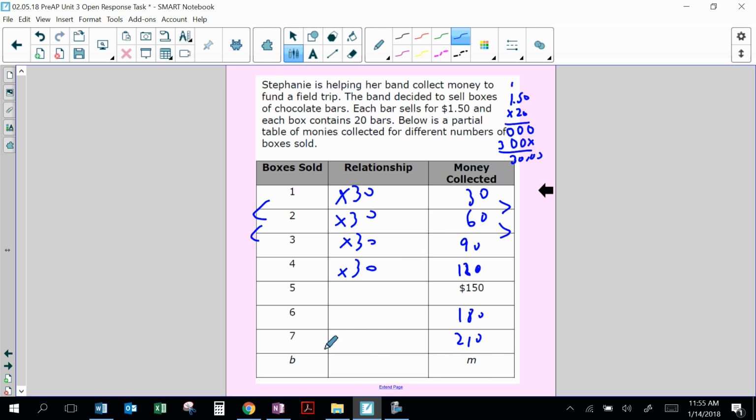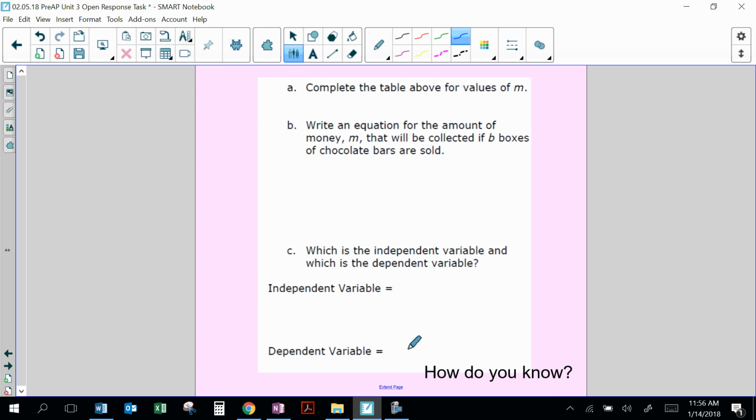Instead of using y equals, they said use m. Instead of x, use b. So m equals, to find the money, you multiply the 30. The rate of change is $30 for every box. M equals 30b. So complete the table, write an equation. I just did that. M equals 30b.